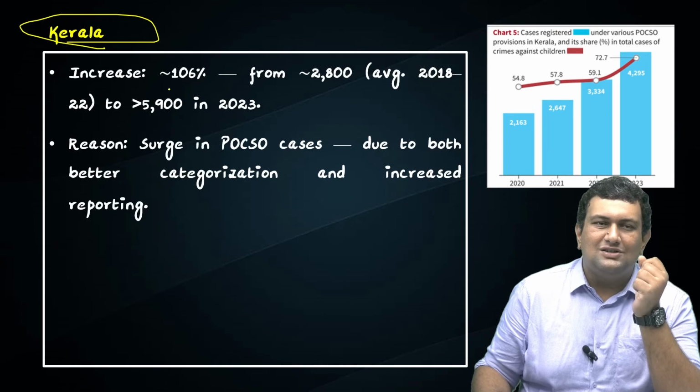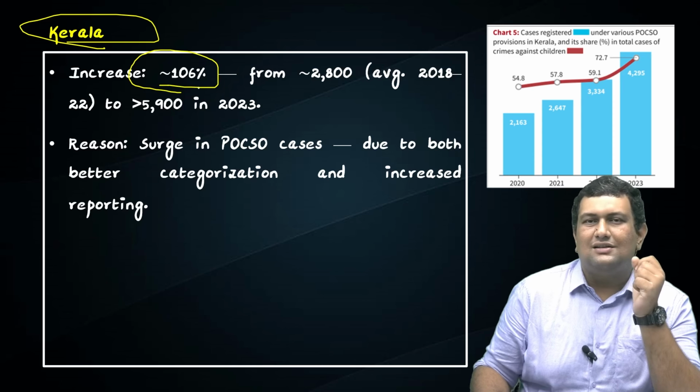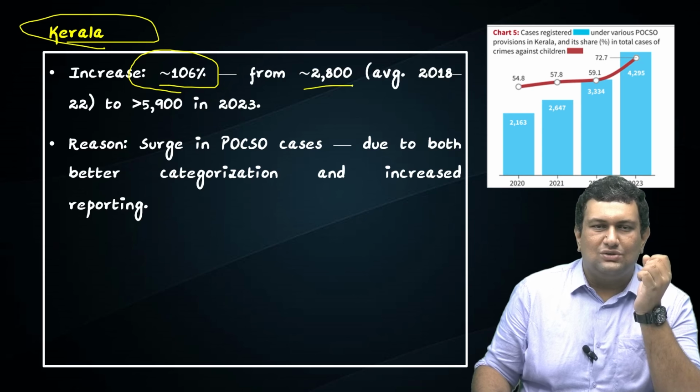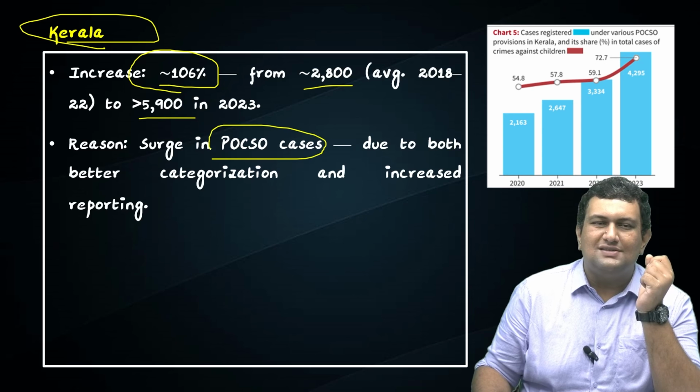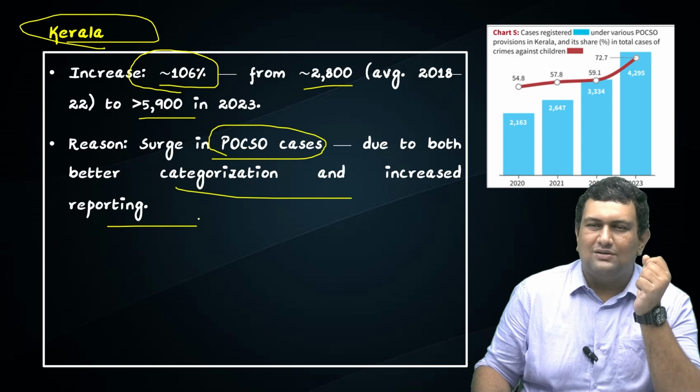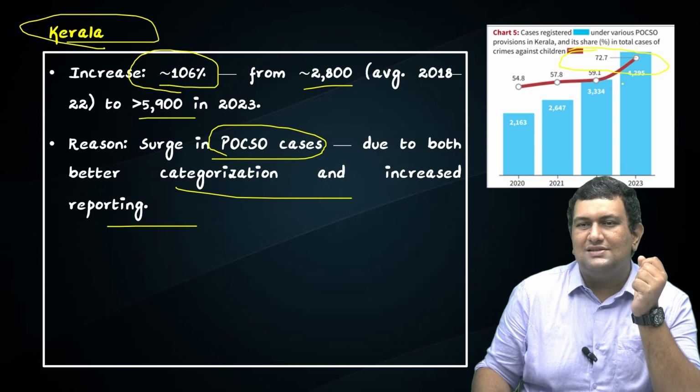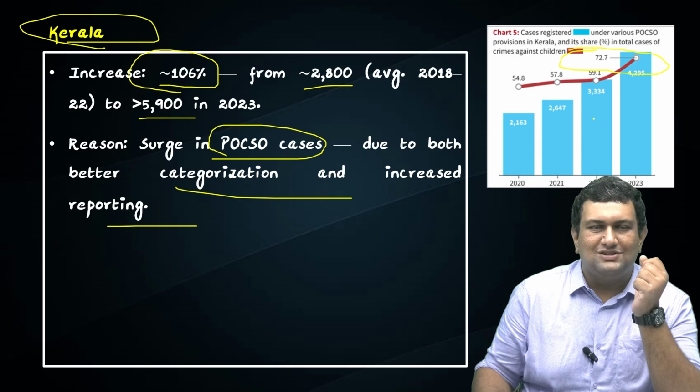So we will see about Kerala. In Kerala also there has been an increase of more than 100%, approximately 106%. Again, it's almost twice, from 2,800 to greater than 5,900 in 2023. The primary reason is a surge in POCSO cases, mainly due to both better categorization and better reporting. POCSO cases in Kerala account for about 72% of the total cases regarding child crimes.